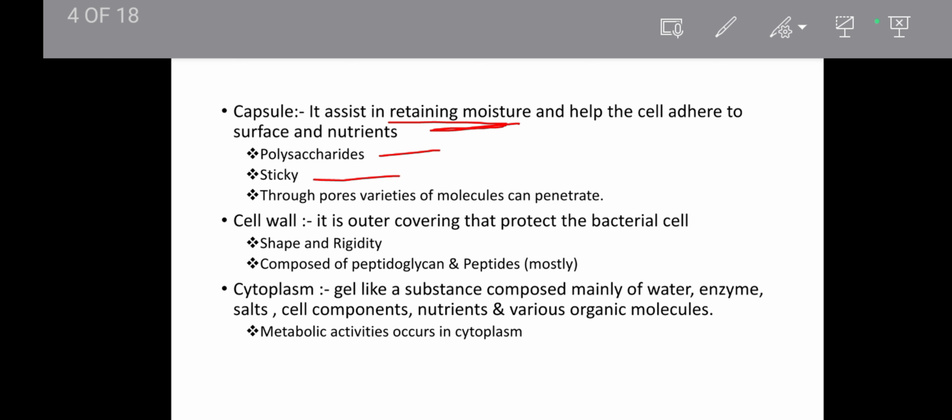Cytoplasm. It is a gel-like substance composed mainly of water, enzymes, salts, cell components, nutrients and various organic molecules. All the metabolic activities of the bacterial cell occur in the cytoplasm. Various metabolic activities like ATP storage, ATP usage, glucose storage, glucose metabolism, glycogen metabolism. So all these metabolic activities occur in the cytoplasm.